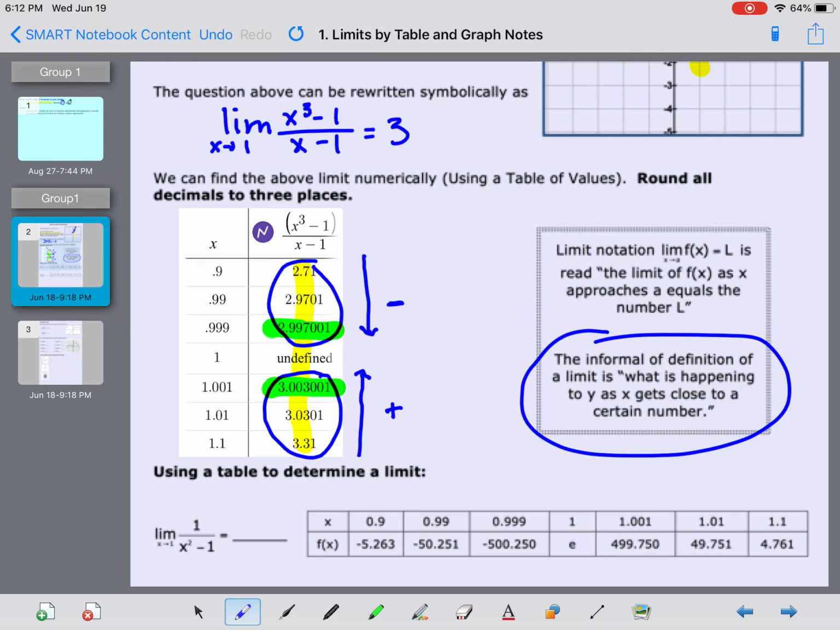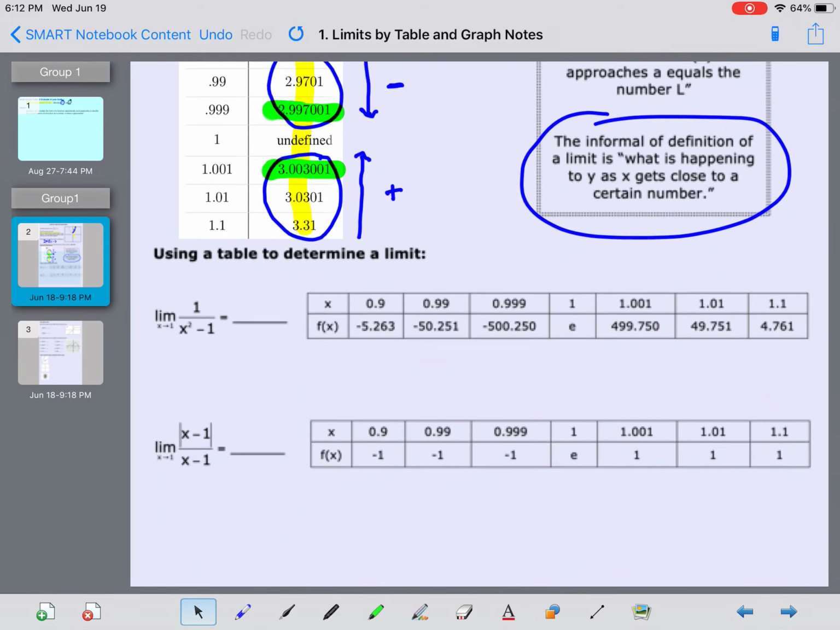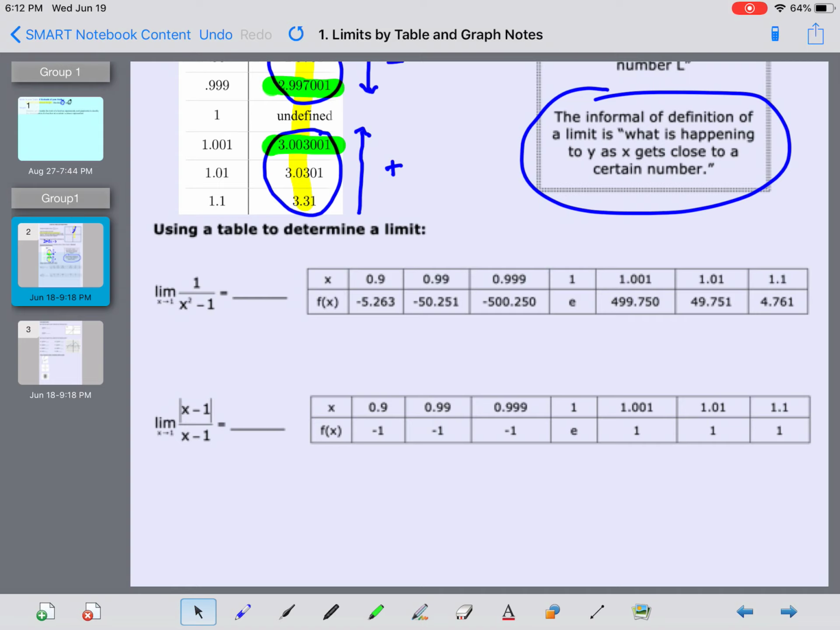Okay. So underneath this, you have two more tables. My tables are already filled out. So what I want you to do is to pause the video and fill out those tables. Fill out the y values, and then when you're ready, press play again.